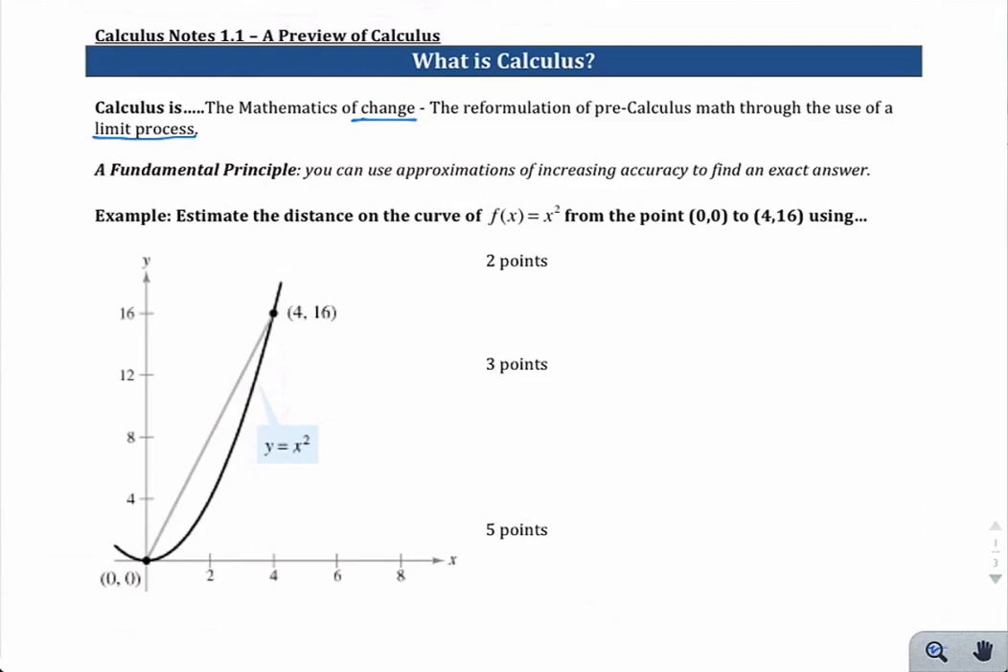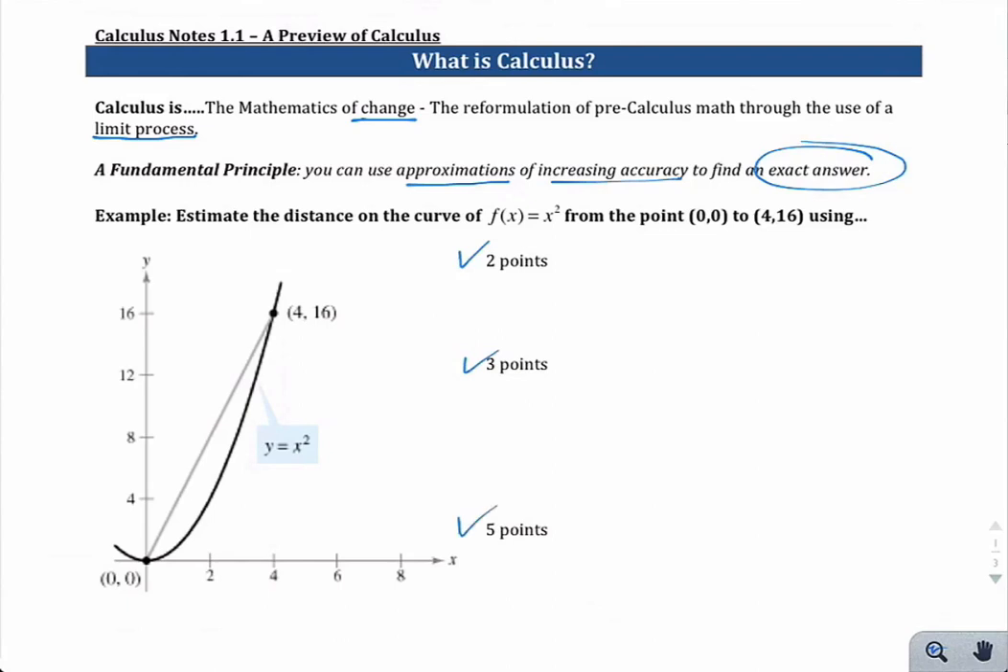So a fundamental principle is that you can use approximations of increasing accuracy to find an exact answer. So we're going to look at approximations getting closer and closer to narrow in on an exact answer. So an example is estimate the distance on the curve of f of x equals x squared from the point (0, 0) to (4, 16), and we're going to do this using 2 points, then 3 points, and then 5 points.